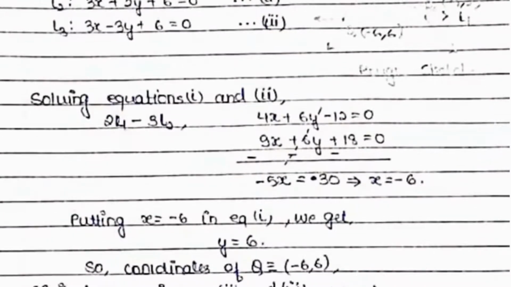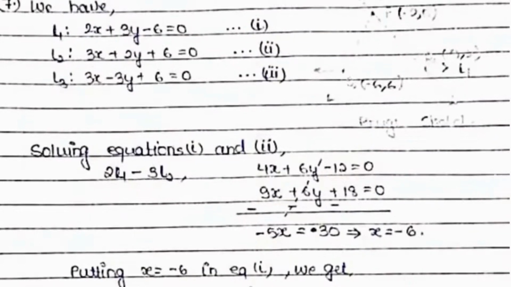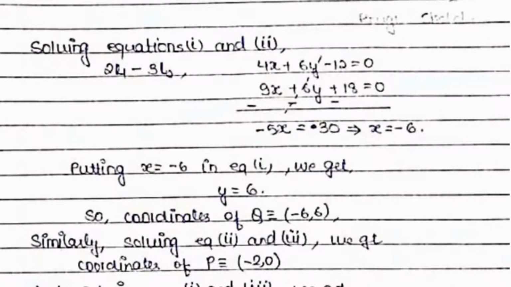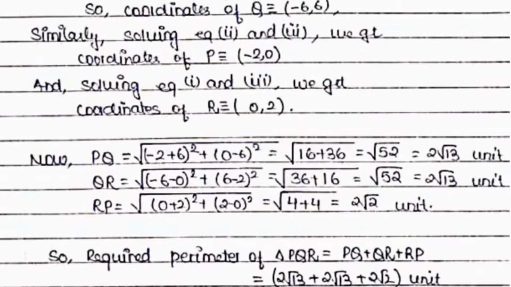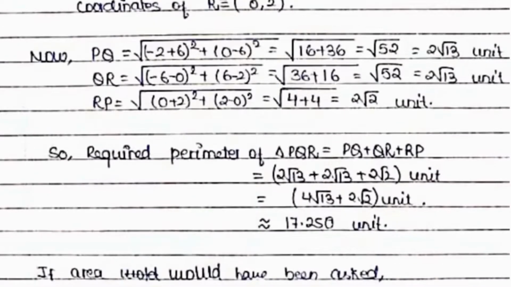So we get the coordinates Q equals (minus 6, 6), P equals (minus 2, 0), and R equals (0, 2). Now further we calculate the distances PQ, QR and RP using the distance formula, and then we add the three distances that we get to get the perimeter.